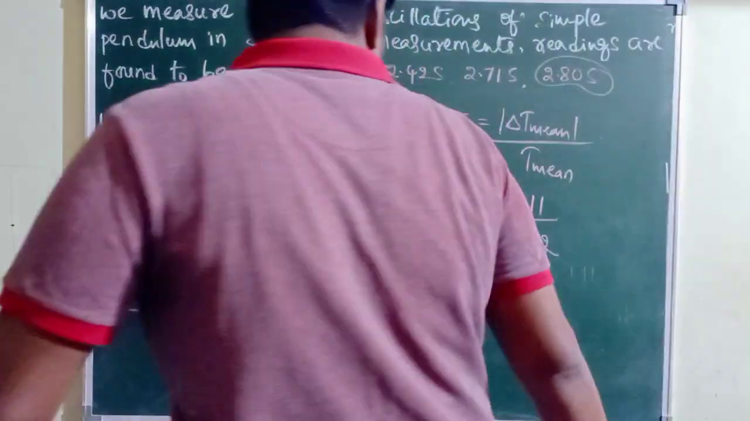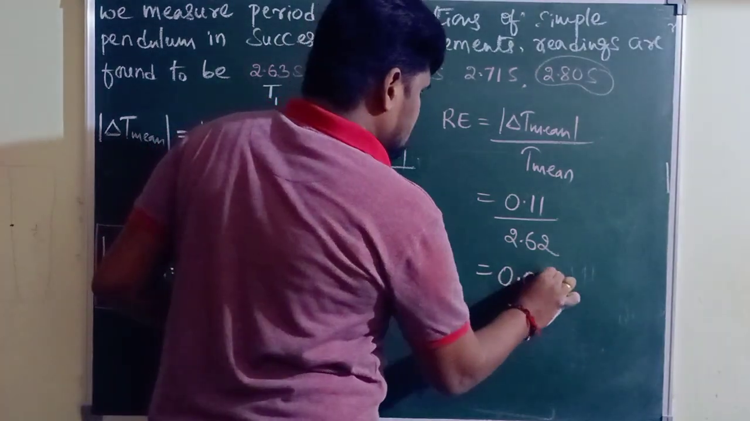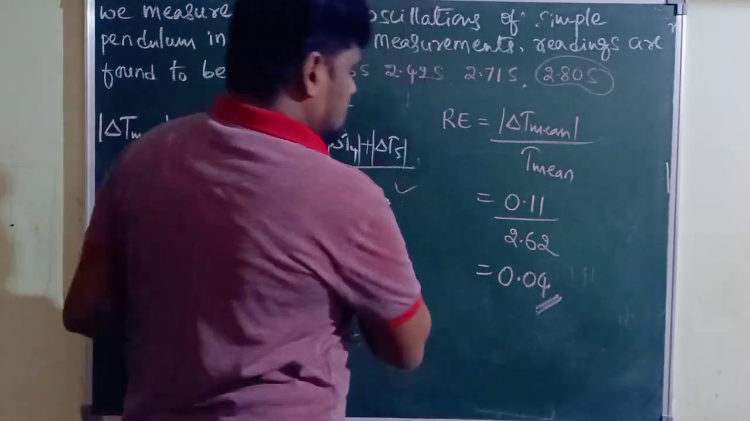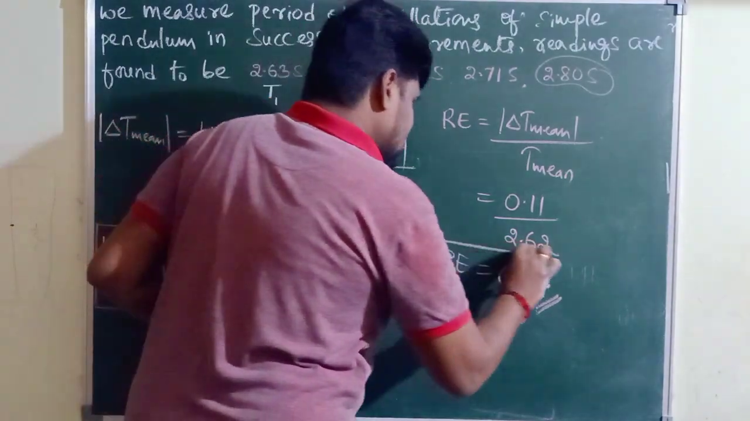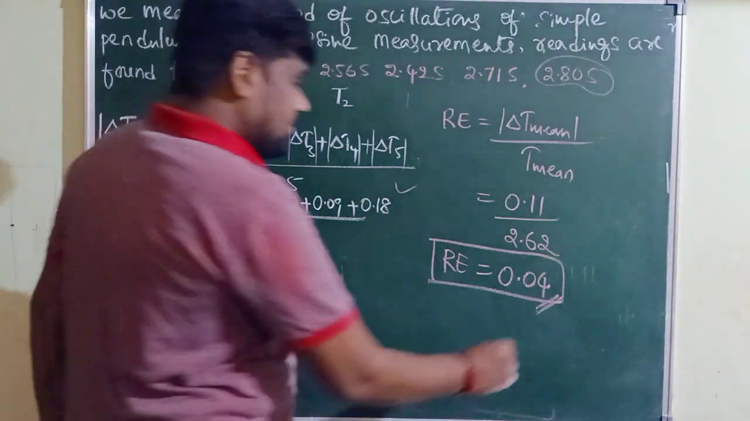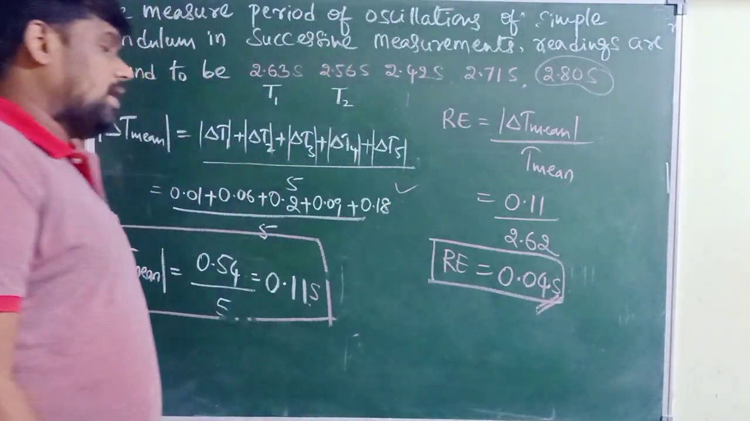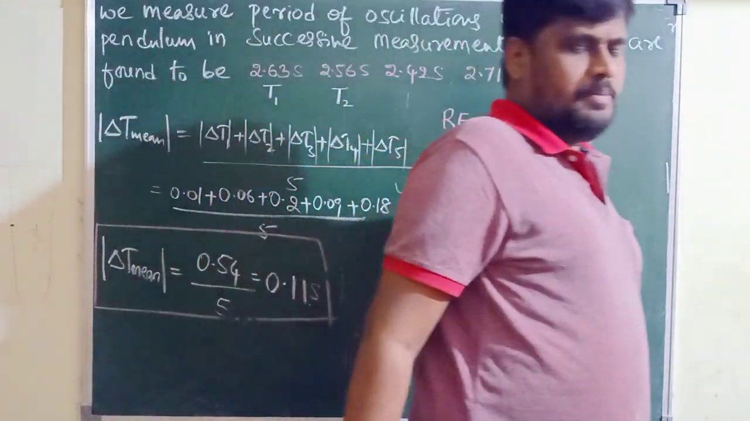Its value is nearly found to be 0.04. The nearest value you get is 0.04. What is this 0.04 second called? It is called the relative error in the measurement of the time period of a pendulum.